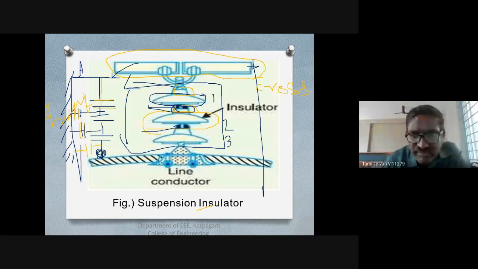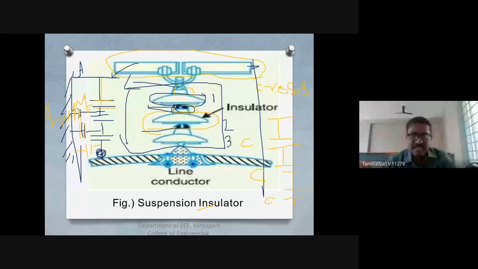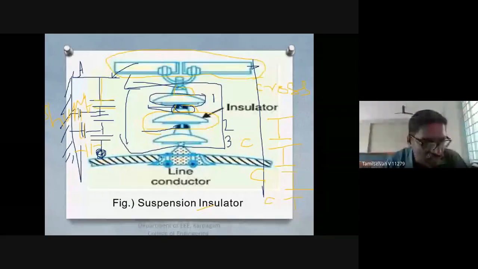Suppose I have three discs. Starting from the cross arm, I can draw the capacitances as C1, another capacitor, and another capacitor, so three capacitors. Since the string is suspended directly, each is called C, C, and C. This is called self capacitance, and the current flowing is the same.